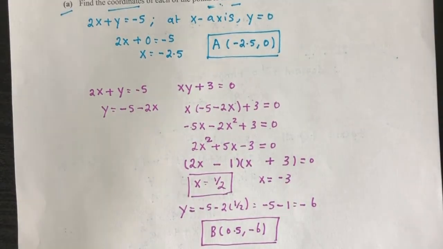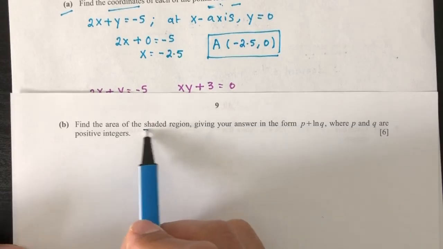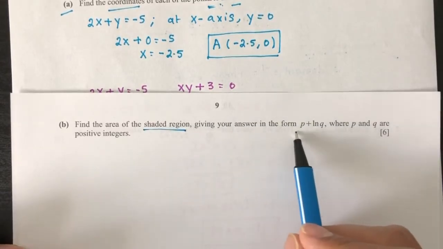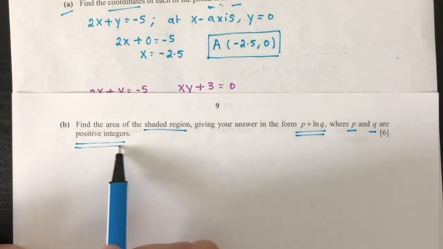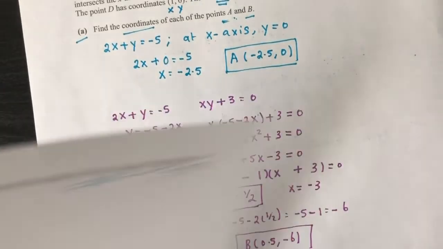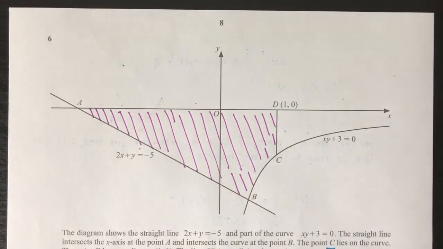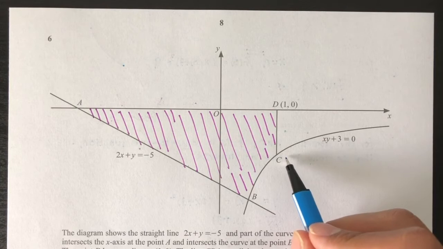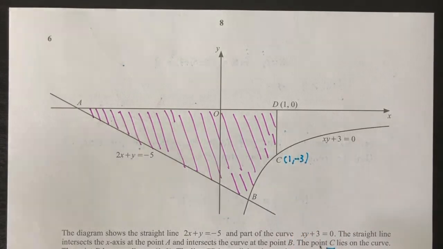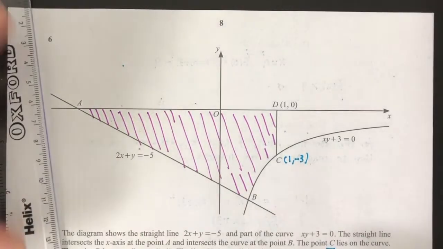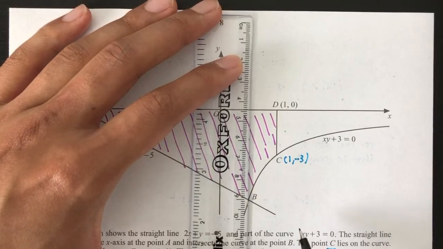So now let's move on to part B. It says, find the area of the shaded region, giving your answer in the form of this, where P and Q are positive integers. So let's see where is the area that we need to find. So we need to find this area. So what are the coordinates of C? It will be 1 and that will be minus 3. So let's break this down into two parts. As you can see, we can break this down right here into two parts.